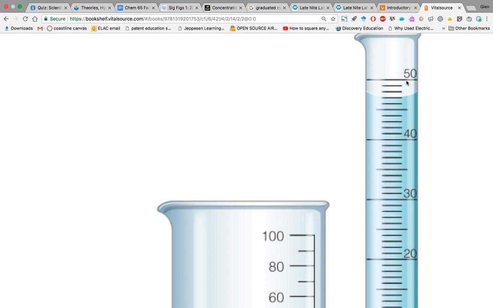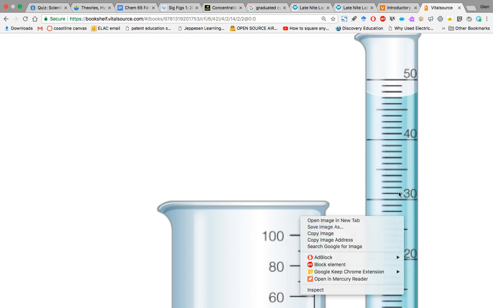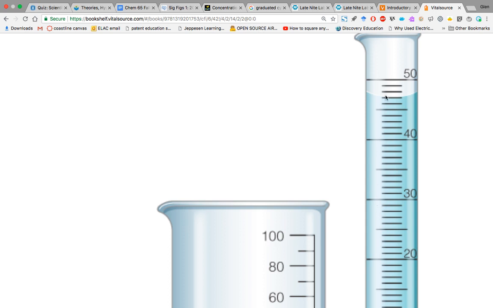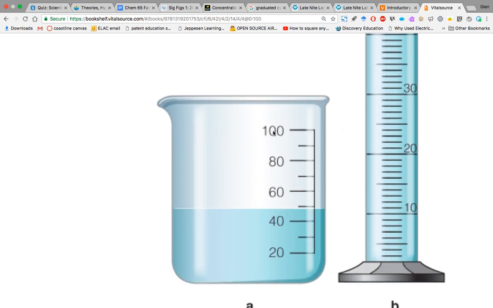40, 50. Now, this instrument is called a graduated cylinder because it's a cylinder and it has these marks in a gradual way. This graduated cylinder is a better tool for measuring volumes of liquids than this cup is. This cup we call a beaker. It's called a beaker because it's not just a cup. It's a measuring cup, but it's not just a measuring cup. It's a measuring cup with a little pour spout on it. And so we call it a beaker.